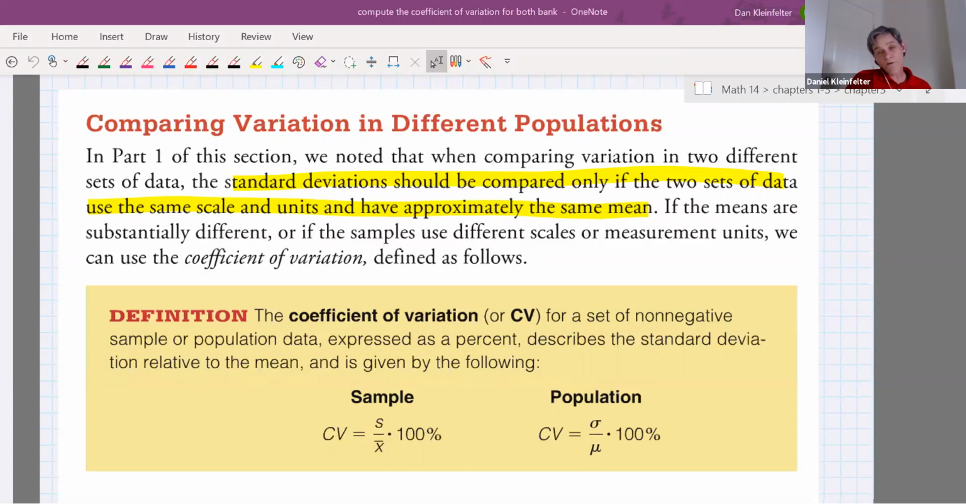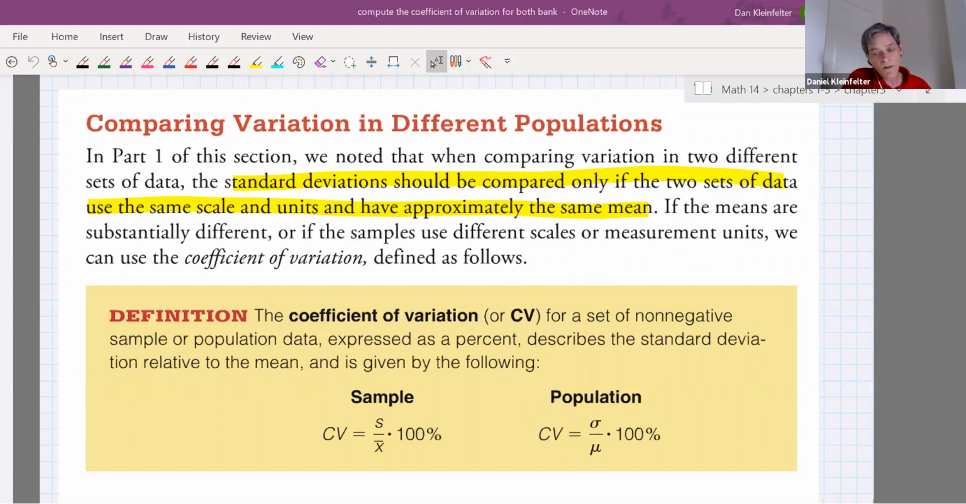So here's the formula and then some examples. The coefficient of variation, abbreviated CV, for a set of non-negative sample or population data, expressed as a percent, describes the standard deviation relative to the mean in the following way. Basically, these 2 formulas are the same. It's just that one of them is for population and one's for sample. We're going to take the standard deviation and divide by the mean.